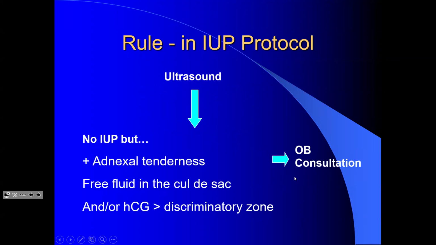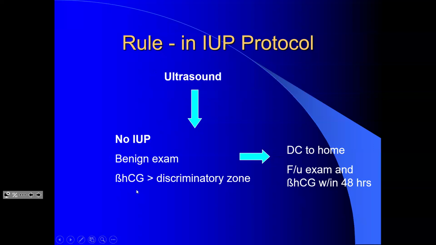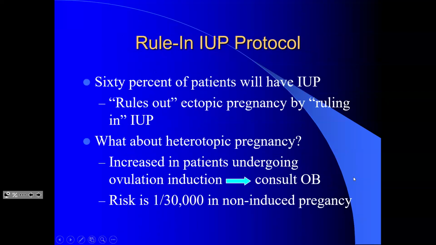You can send in for beta hCG levels. Once the beta hCG levels suggest pregnancy, they are in the discriminatory zone, you can send the patient back home and ask for a follow-up after 48 hours, just to see if this might be an early pregnancy. If it doesn't turn out to be an early pregnancy, then obviously you need this. This will be suggested by the beta hCG levels that are done after 48 hours, and a follow-up ultrasound would confirm whether the pregnancy is there or not.